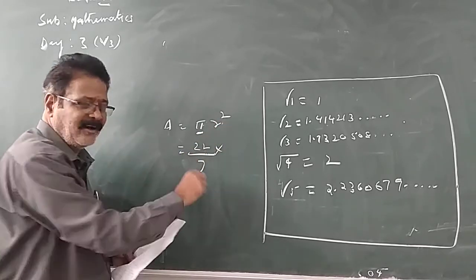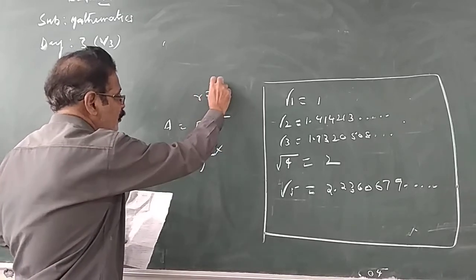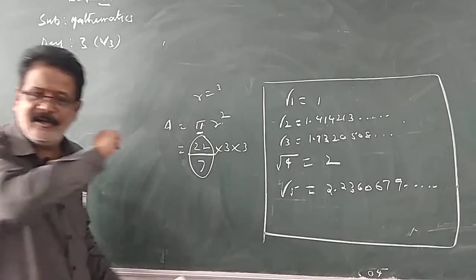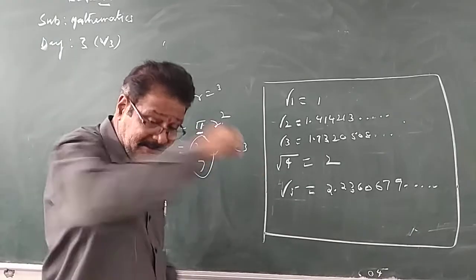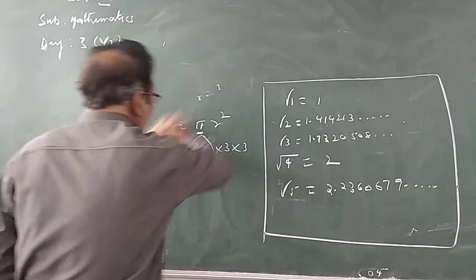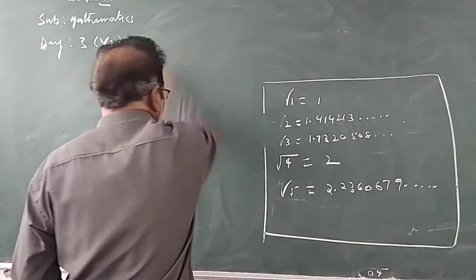R is the radius. Suppose r is equal to 3, so we write 3 into 3. Pi value, what did you take here? 22/7. But in this, pi is considered as an irrational number. Pi is considered as an irrational number. So let us know about pi now.